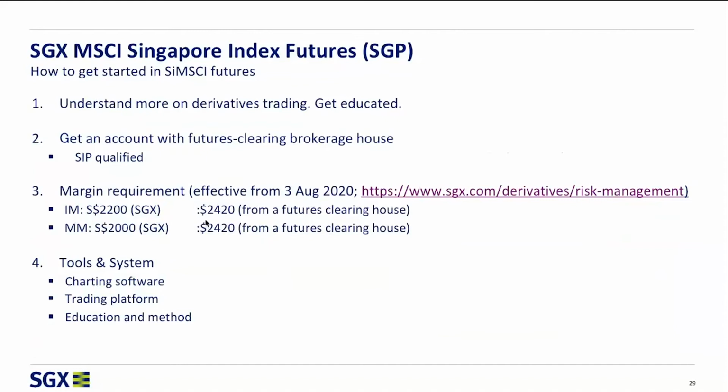However, some clearing houses are asking for slightly more, just to make sure that you don't easily get into a margin call. Some of them are asking for slightly higher, like 2,420, as of the date I was doing my slide. The maintenance margin from SGX will be 2,000, and the maintenance margin from the clearing house will be the same as the initial margin. As I mentioned, the clearing agent will always ask for slightly higher than what the exchange asks for.